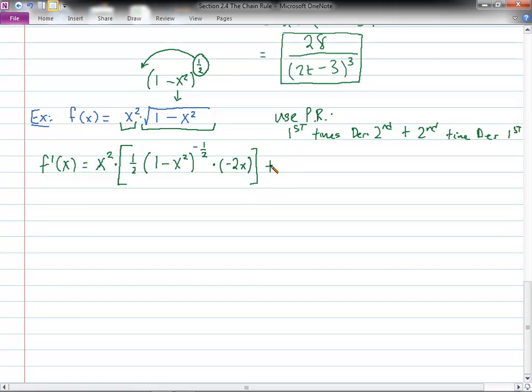Plus the second, which is the square root of 1 minus x squared. Actually, I tell you what I'm going to do. I'm going to go ahead and leave everything either in exponent form or radical form. Let's not mix the two. So let's put that as 1 minus x squared to the 1/2 power times the derivative of the first. Derivative of x squared is 2x to the first, or 2x. Okay, so now we need to simplify a little bit.